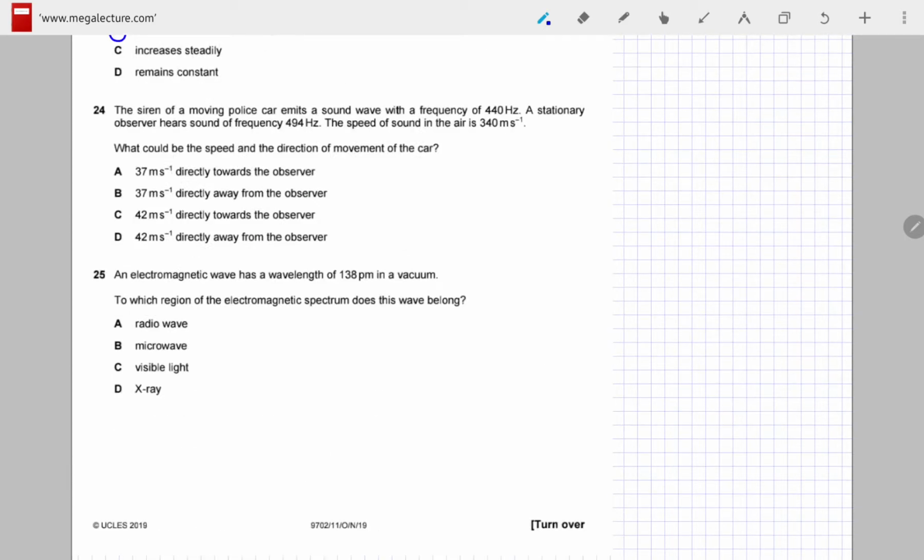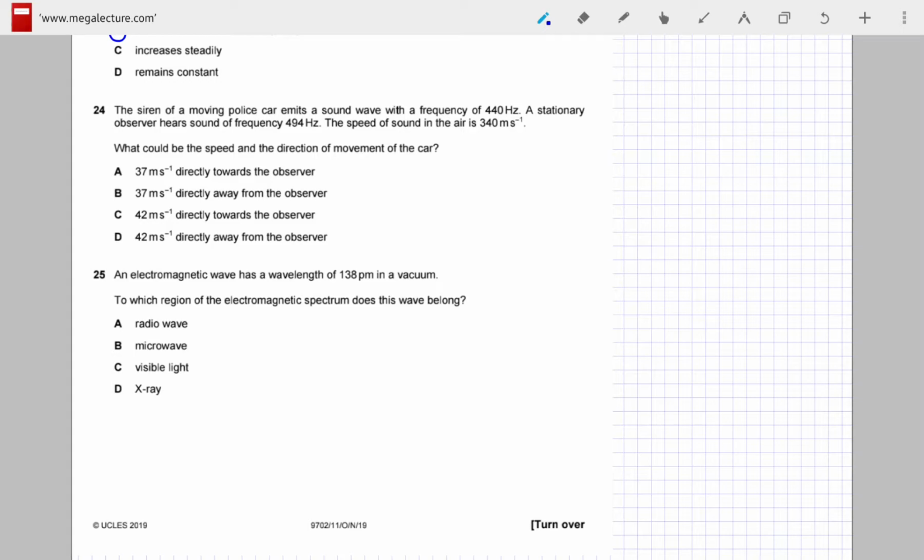Question number 24. The siren of a moving police car emits a sound wave with some frequency, 440 Hz, and a stationary observer hears the sound frequency at 494 Hz. The speed of sound in air is given, which is 340 meters per second. What could be the speed and the direction of the movement of the car?